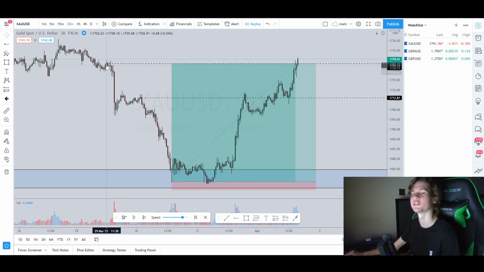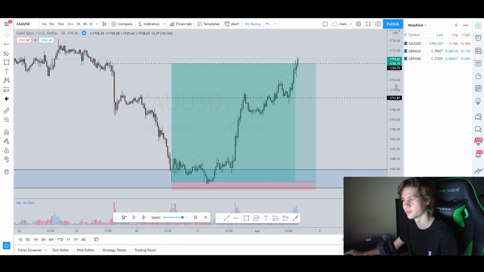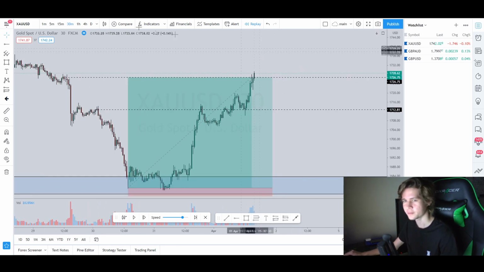Now price could obviously continue above this level, but this is just a point of being safe. This could easily drop down here as well, because this follows supply and demand principles of having potential to go down. And now we're just going to continue.